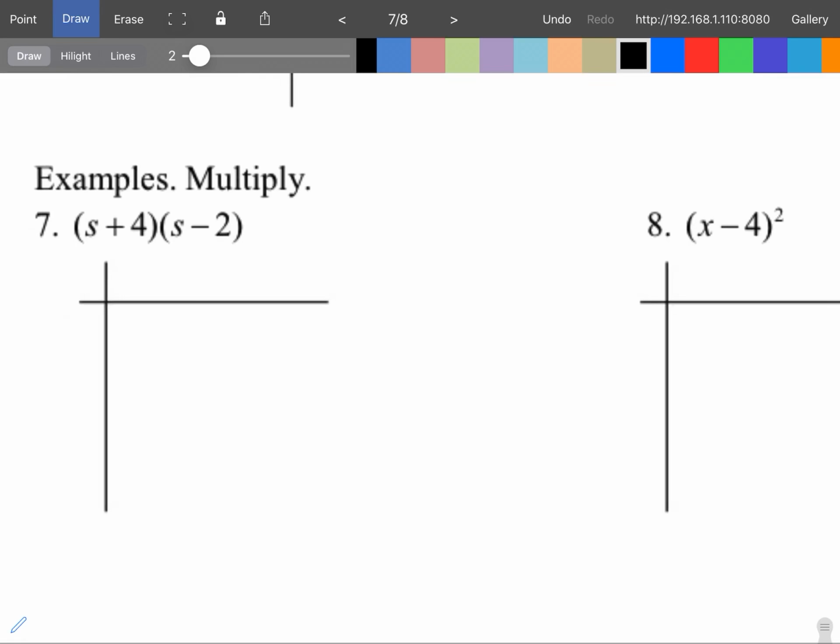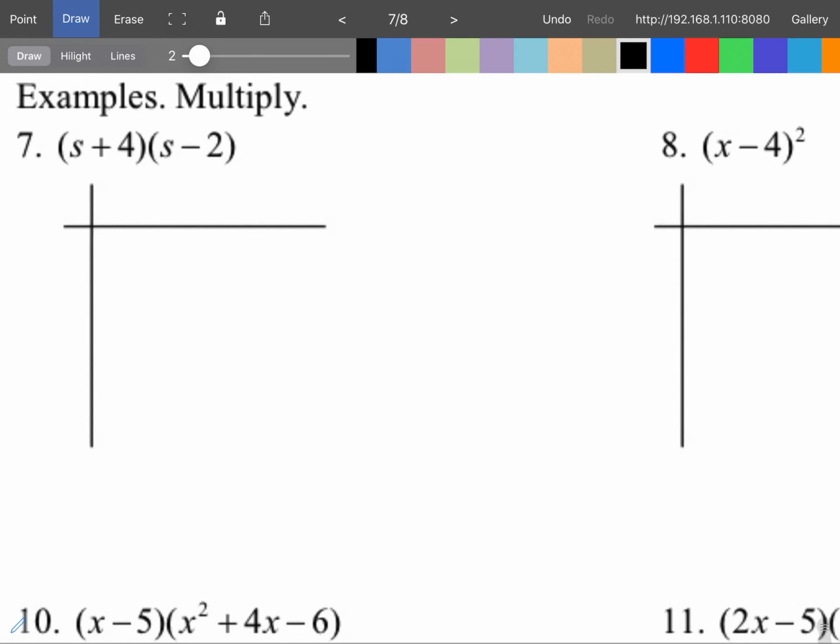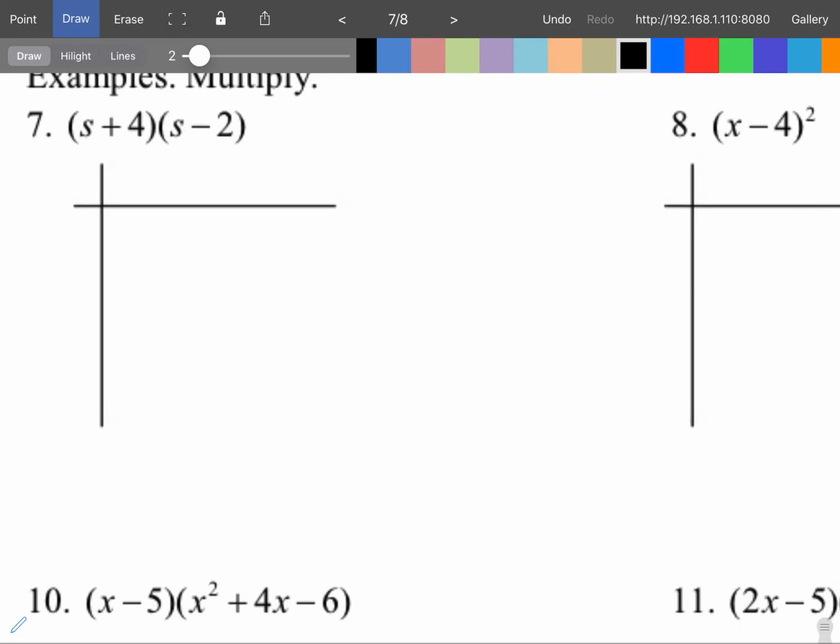All right, so let's try a few of these. So number 7. We're going to set the same thing up. So we're going to do this S. We're going to distribute one time, a second time right there. So you're going to distribute the S, and then we're also going to distribute the positive 4.